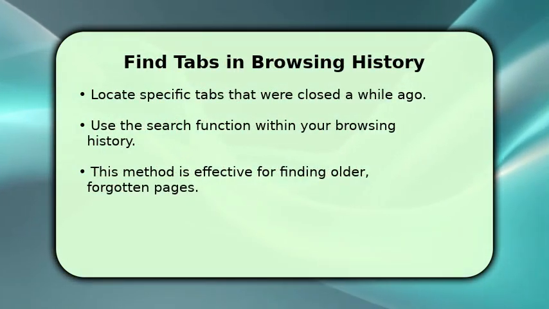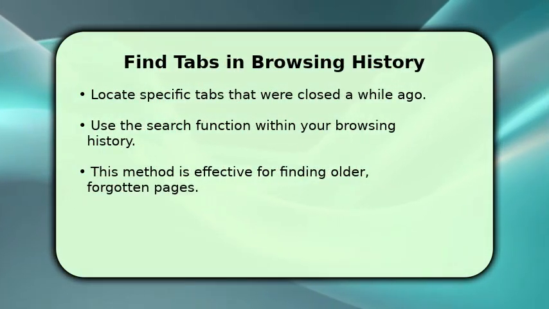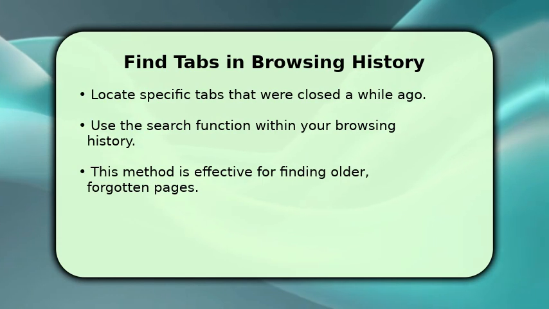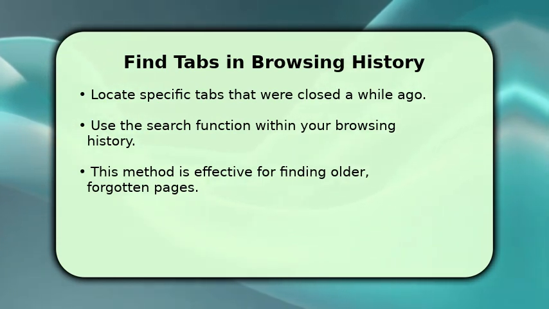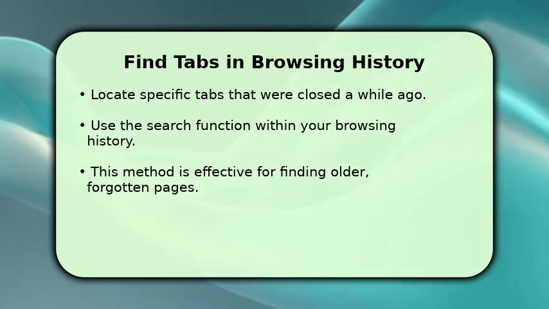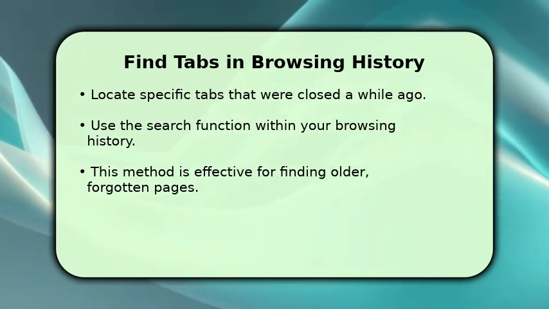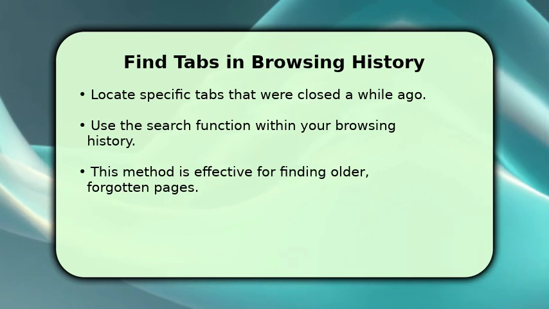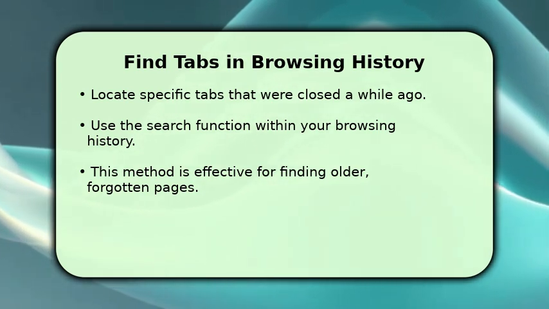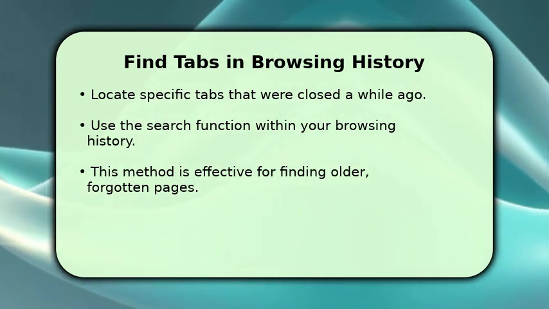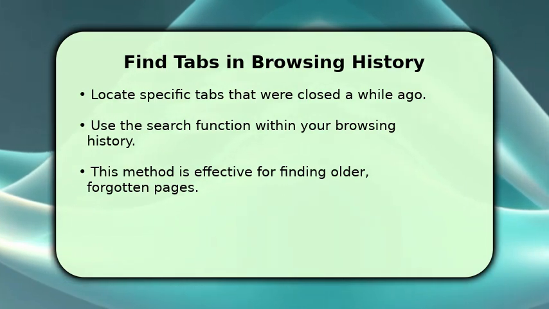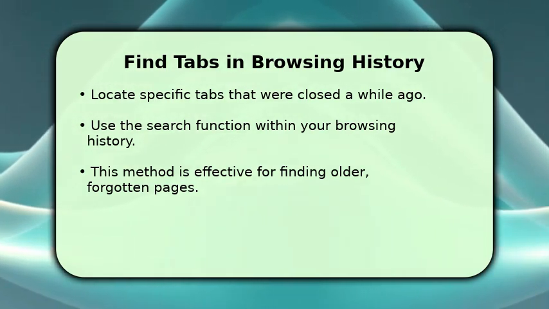What if you closed a tab a while ago and the previous methods don't work? Your browsing history is your best friend. Open the three-dot menu, go to History, and then History again. Here, you can scroll through your past browsing or use the search bar to find specific websites or pages you visited. Once found, just click the link to reopen that tab.